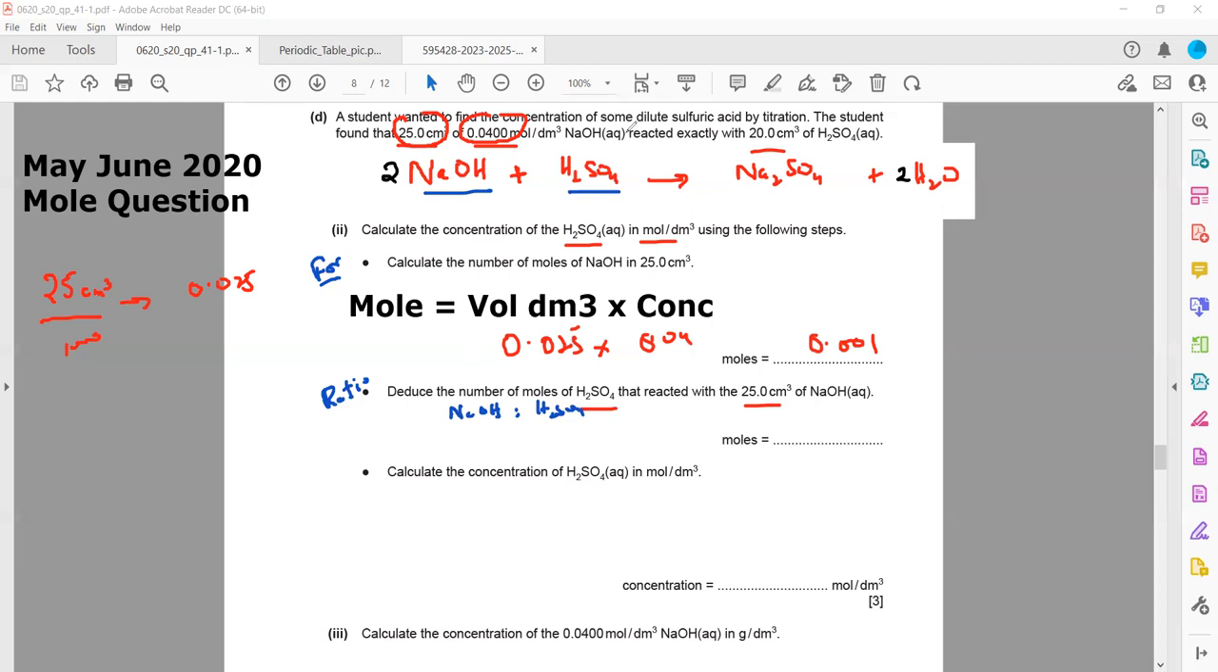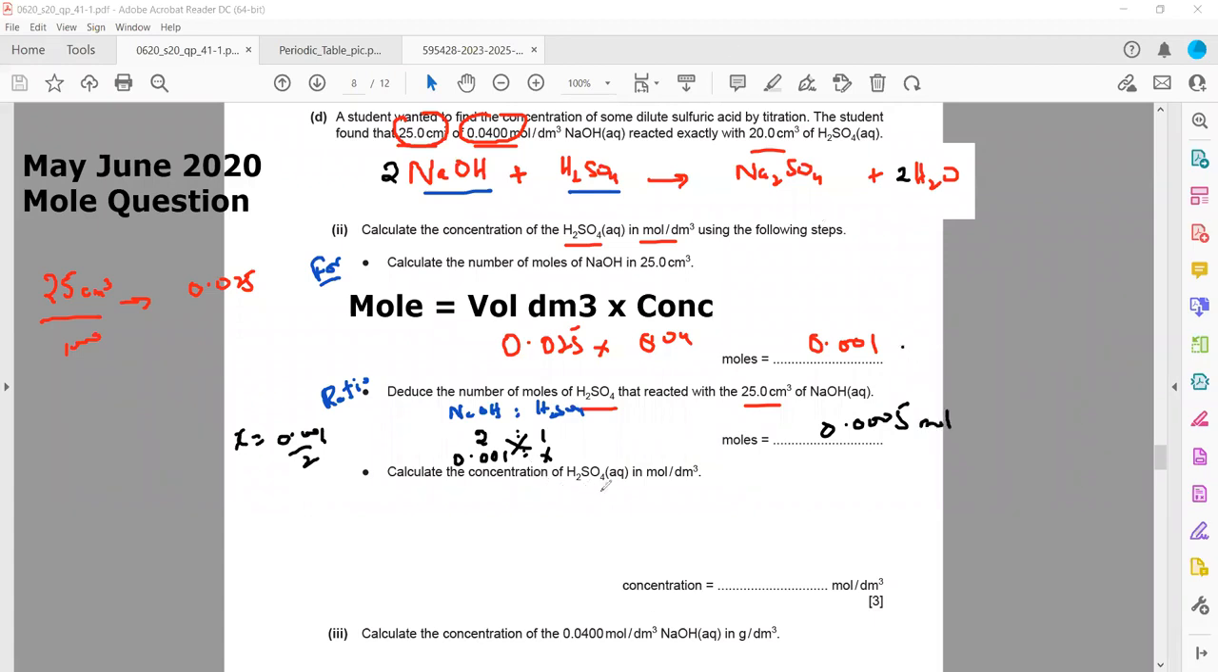If I had anything related to sodium sulfate, Na2SO4, then I would take a ratio between Na2SO4 and H2SO4. But because we know sodium hydroxide, we can work out sulfuric acid according to the equation. The ratio is 2:1. So if we have 0.001 moles, then this will be X, cross multiply. So X will be 0.001 divided by 2. How much is this X? It will be half of 0.001, which is 0.0005 mole.